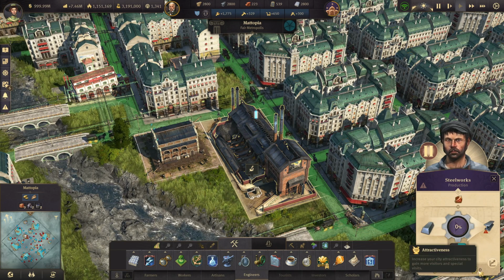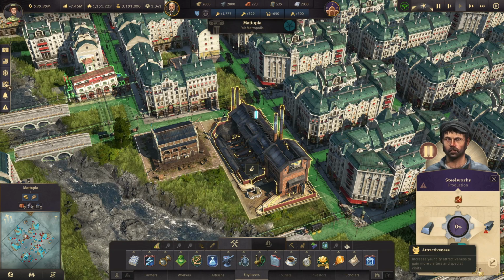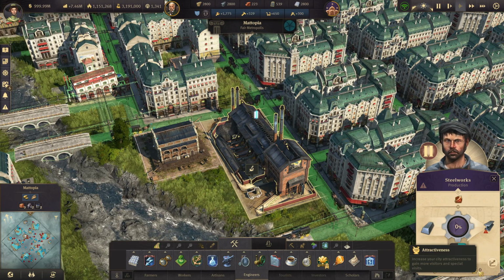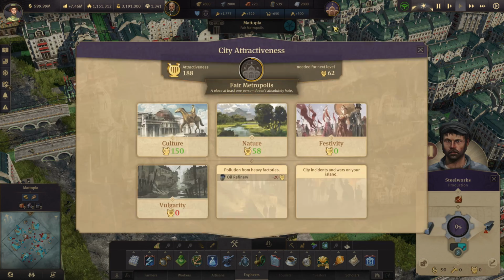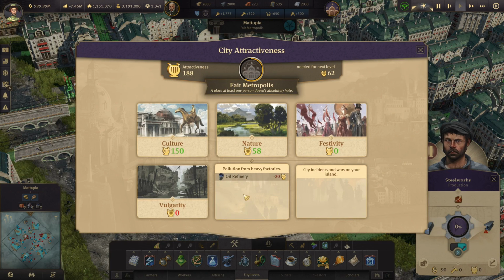Now, as you can see, when we're pausing it, the attractiveness has gone to 0. And if we have a look, the pollution has gone as well. So if you pause one of the production lines, if it's not actually being utilized, you can get rid of the negative attractiveness and the actual pollution.